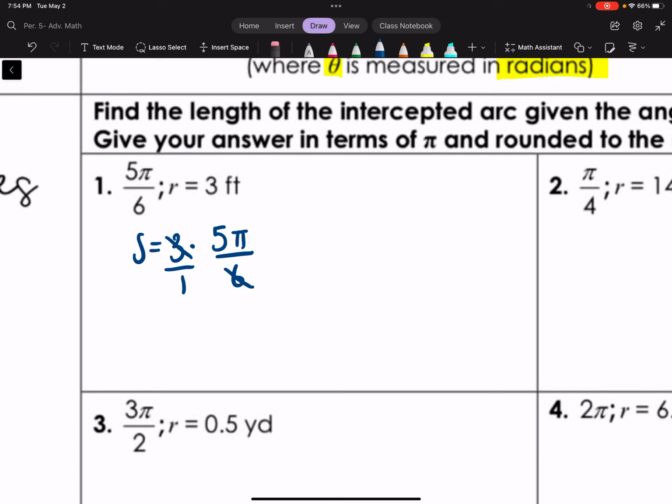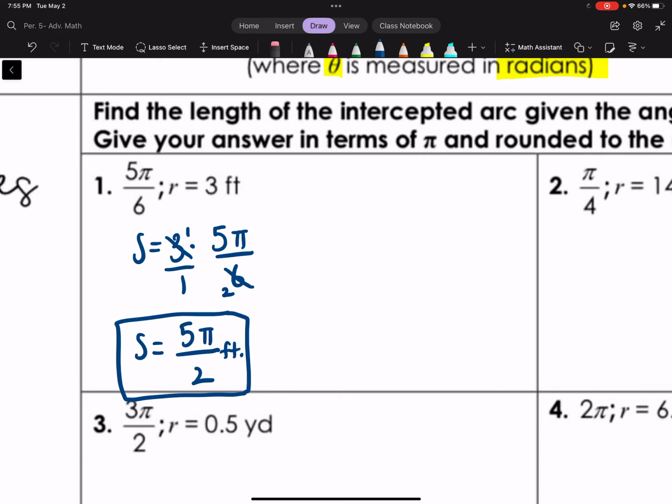Obviously, 3 and 6 can be simplified to 1 over 2. And then now you can just multiply numerator with numerator, denominator with denominator. 1 times 5 pi is just 5 pi. 1 times 2 is 2. So the intercepted arc for this angle and this radius is 5 pi over 2. And in this one, it's given to us in feet. So 5 pi over 2 feet.